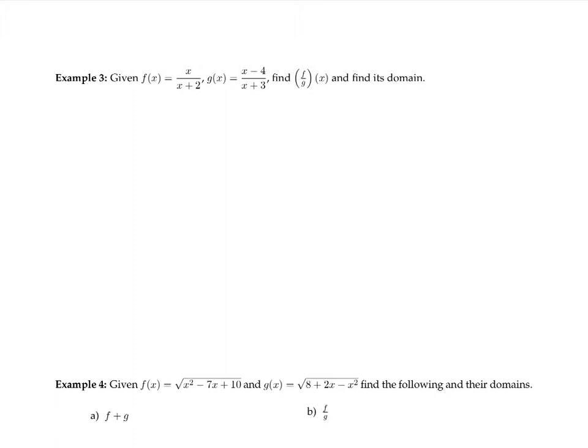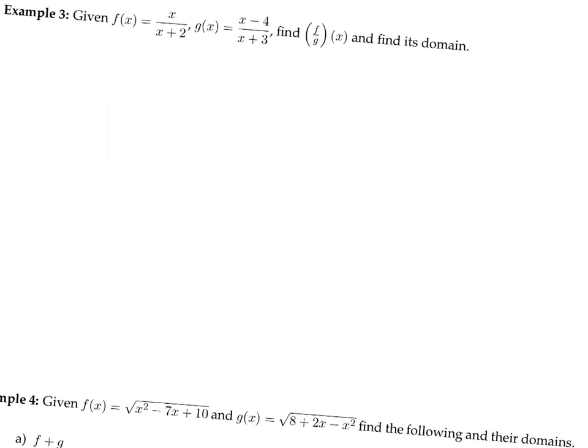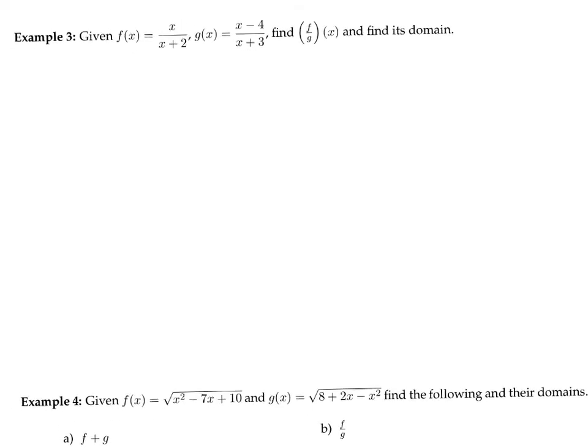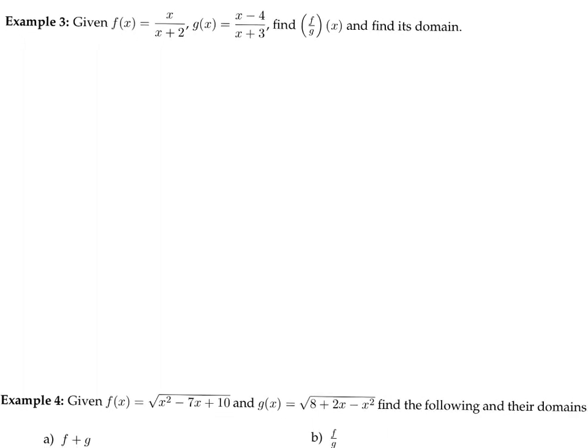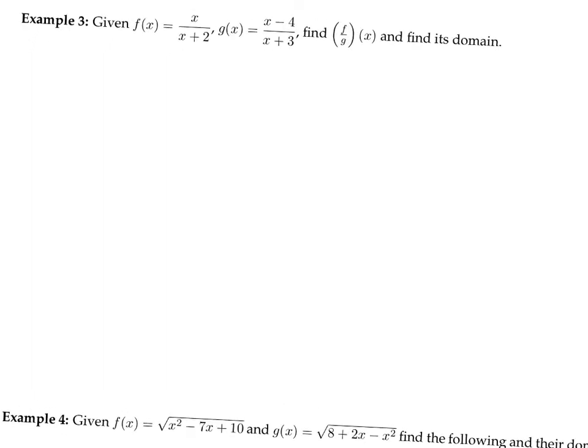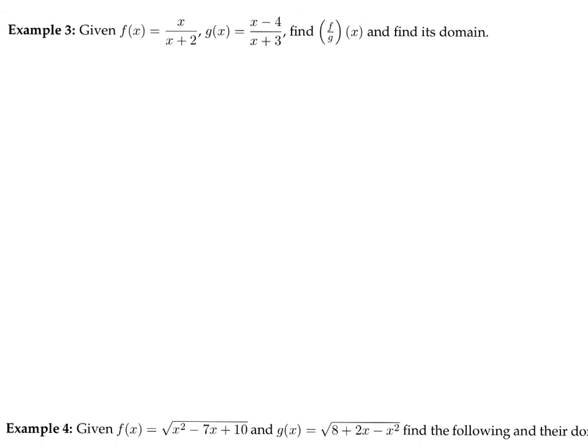Oh man, fractions and fractions. All right, so given f of x is x over x plus 2, and g of x is x minus 4 over x plus 3, I can't keep that straight. Find f over g of x and find its domain.